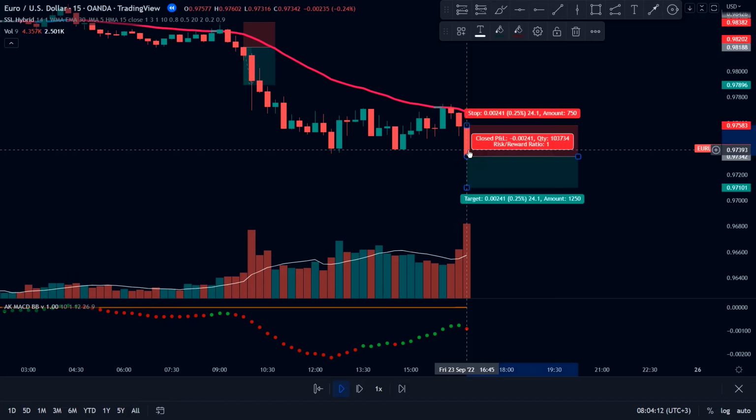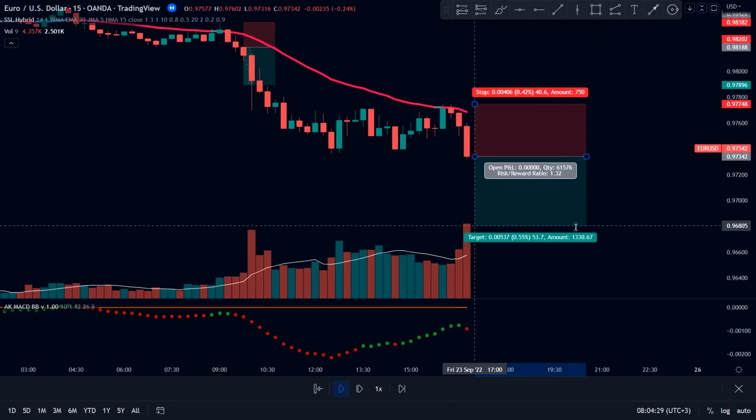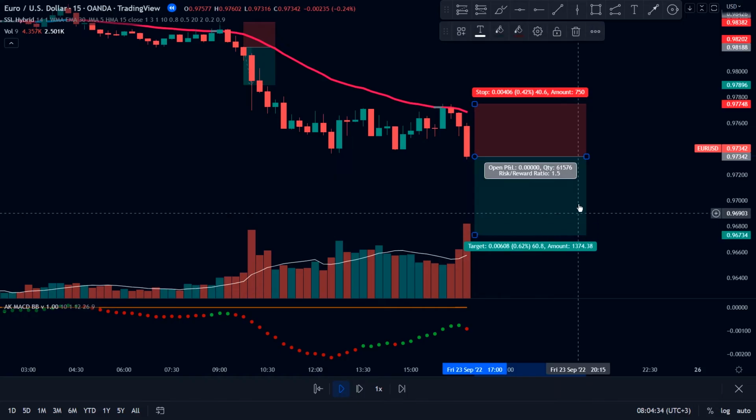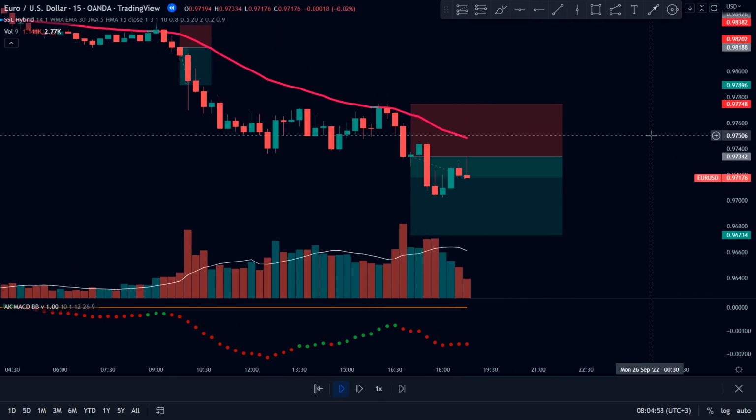We enter a short trade here, set our stop loss above the most recent swing high, which is this one right here. And for the take profit, we're gonna set it at 1.5 times the risk. We let this trade run and it hits TP.